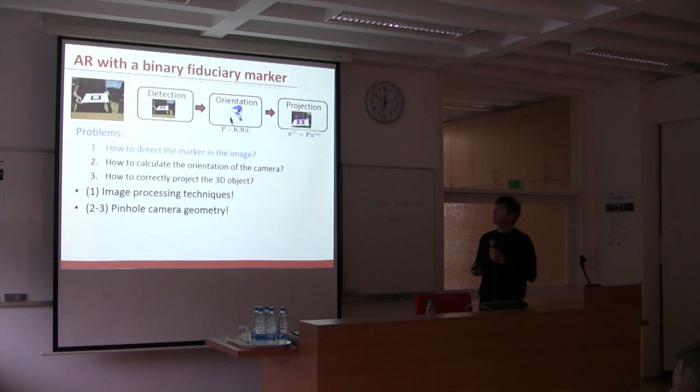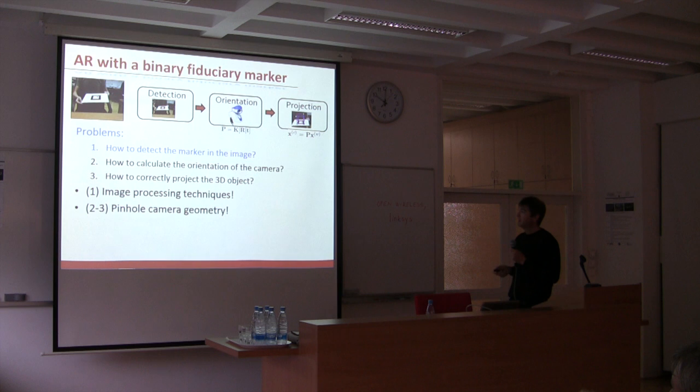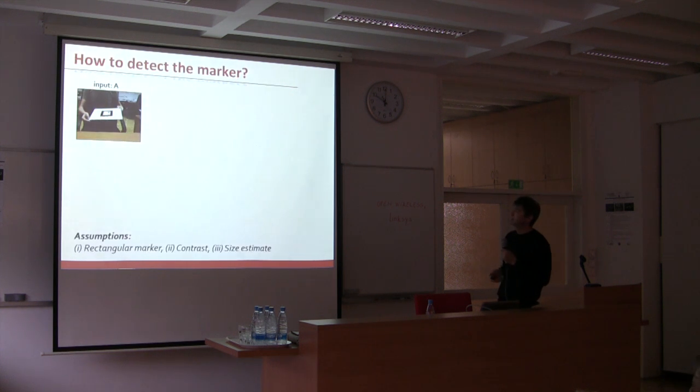So again, the main steps, the main phases of this procedure, and basically each phase is associated with one problem we must solve. So the first problem we must solve is how to detect the marker in the image. And since we now have a very simple marker, this procedure is quite simple.